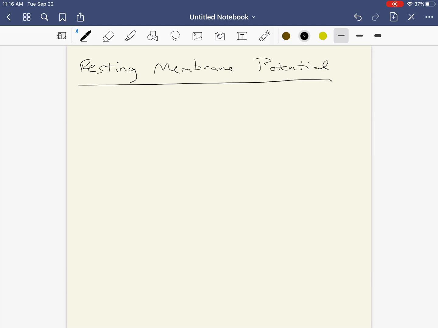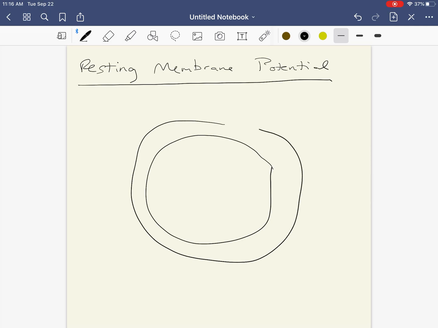If you remember, we talked about the cell, and pardon my bad drawing, although I suppose now you're used to it, even after a couple lectures. And there's going to be an inside of the cell, and there's going to be an outside of the cell.